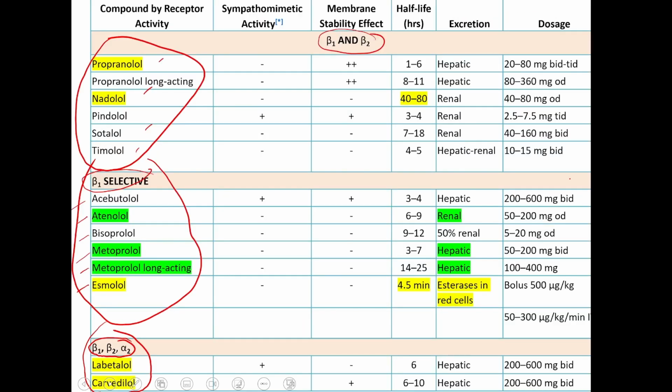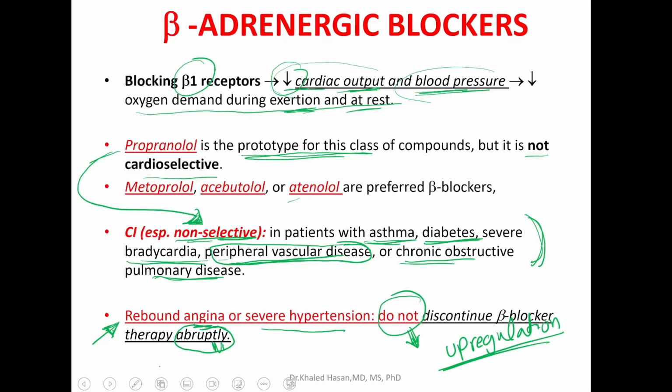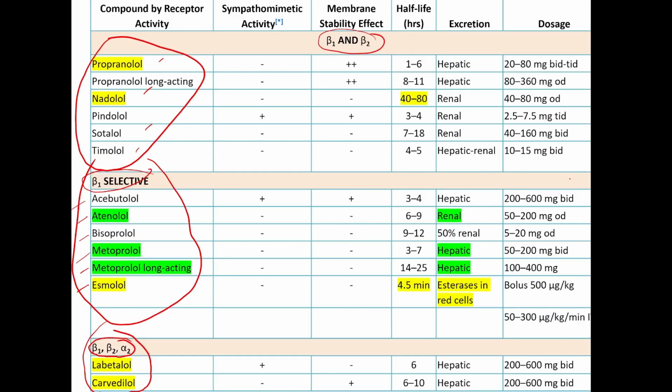Okay, so we covered the situation here, and we are now familiar with the beta adrenergic blockers for hypertension. Of course, we have other clinical uses for beta blockers. They are not covered in today's lecture because we only discuss angina.